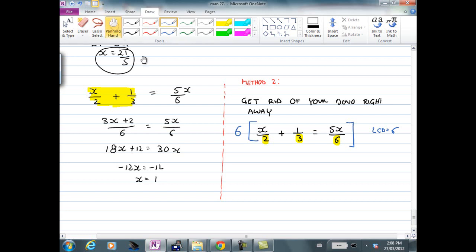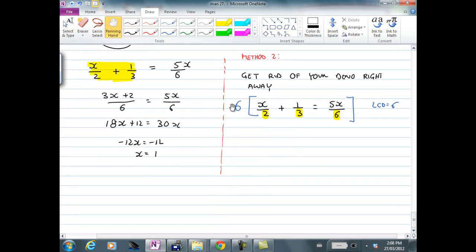Here's the reason why. Let's take this 6 and multiply it with this. Would you agree 6 and 2 cancel out? And you're left with 3x. Now I'm going to distribute 6 times this. Look at the 6 and 3. They cancel out also. You're left with 2 equals, and look what happens when you take 6: this 6 and this 6 cancel out. So you're left with 5x. And you can solve it from there.